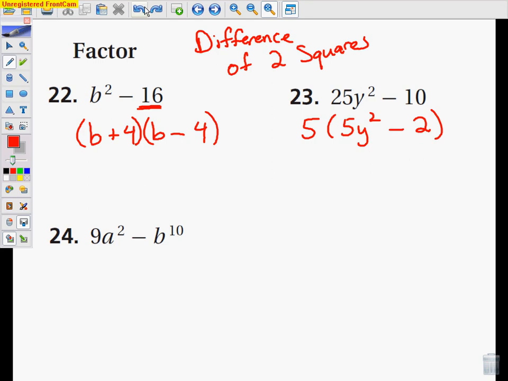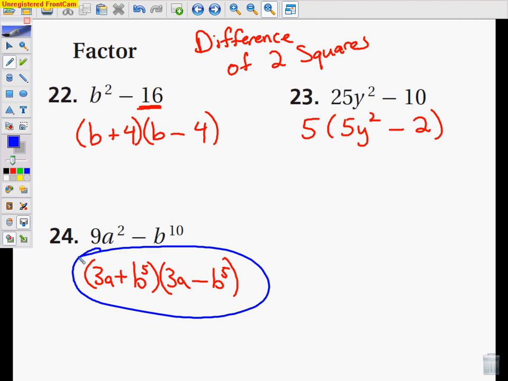All right, let's take a look at number 24. Is 9a squared a perfect square? Yes. Is b to the 10th a perfect square? Yes. Are you subtracting? Yes. So let's do our pattern. You put your two parentheses here. You take the square root of the first one. The square root of 9a squared is 3a. Okay? And then the square root of b to the 10th, that's what? b to the 5th. One becomes a plus, the other one is a minus. And there you go. That's your answer.